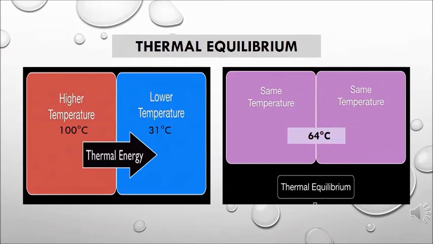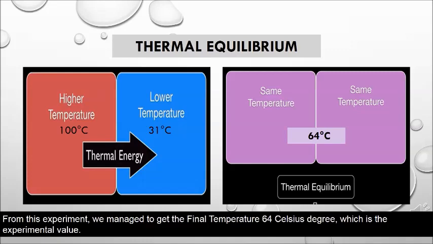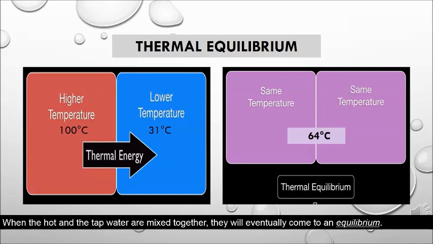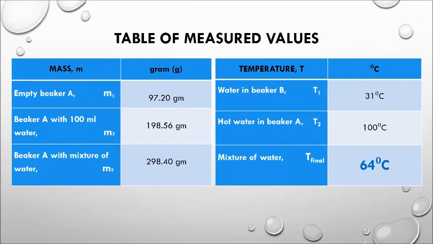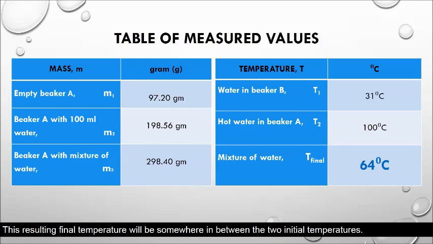From this experiment, we managed to get the final temperature of 64 degrees Celsius, which is the experimental value. When the hot and the tap water are mixed together, they will eventually come to an equilibrium. This is the classic example of thermal equilibrium. This resulting final temperature will be somewhere in between the two initial temperatures. This is apparent as the colder tap water will heat up while the hot water will cool down. The temperature of the tap water will increase, thereby decreasing the temperature of hot water.